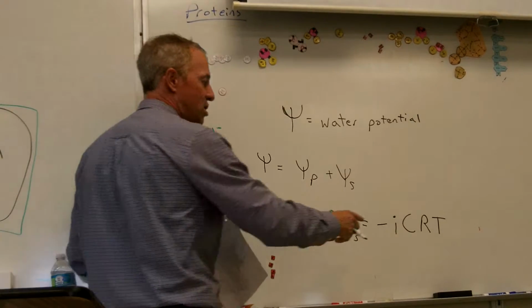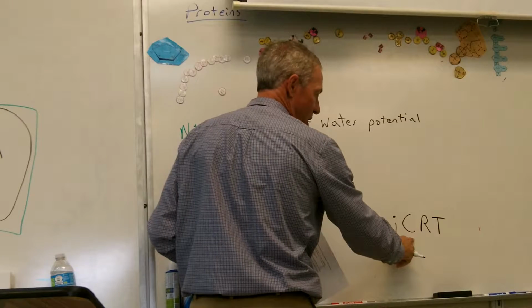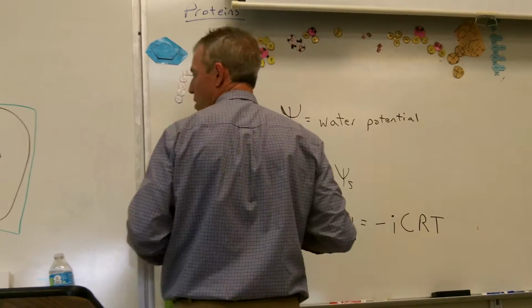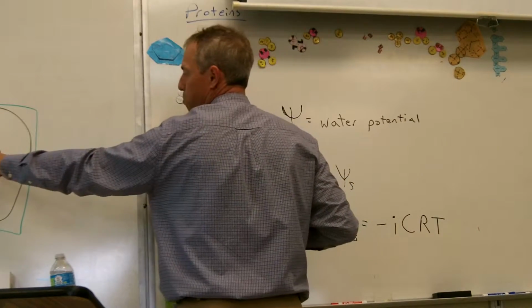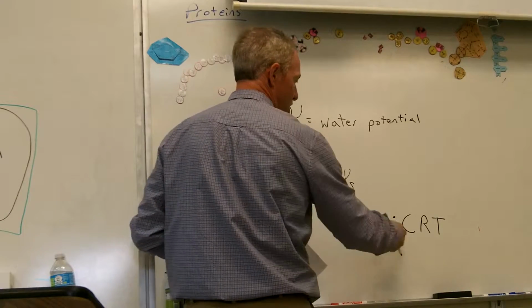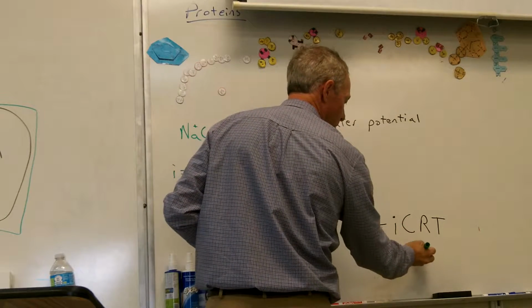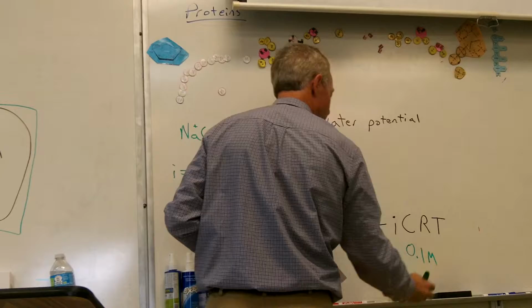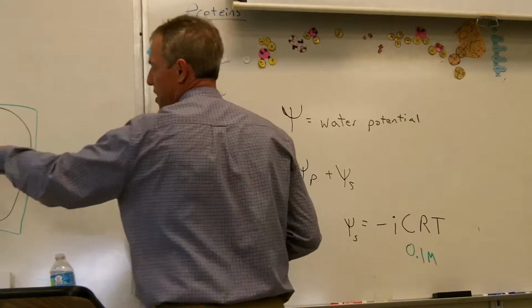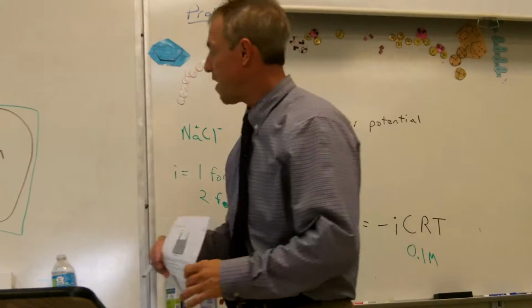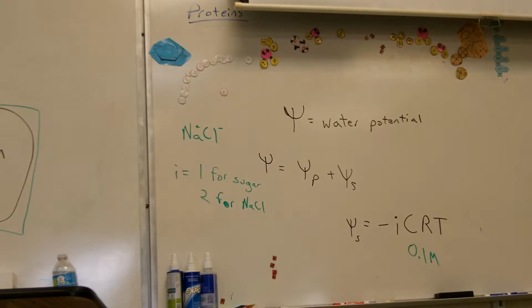Yes. C is the molar concentration. So for this cell right here, it's 0.1. C would be 0.1 molar. Is it always going to be 0.1? For this cell, because they give it to you. No. If I said that this cell was 0.4 molar, then what would C be? 0.4.